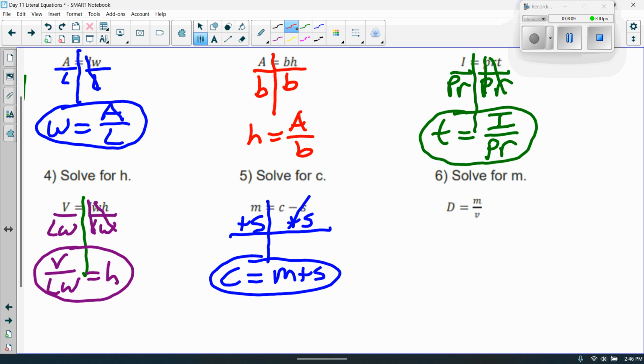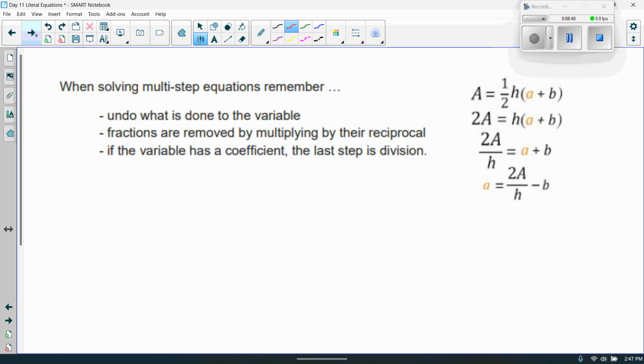So for 6, we're solving for M, meaning I want M all by itself. Okay, so if you're dividing by V, how do you get rid of it? Do the opposite. Multiply by V. When you do that, the V's go away and you're left with M equals VD. It doesn't matter if you write VD or DV. Is M alone? Yes, it is. So one-step problems are pretty easy because they take literally one step. Okay, so now let's do multi-step.